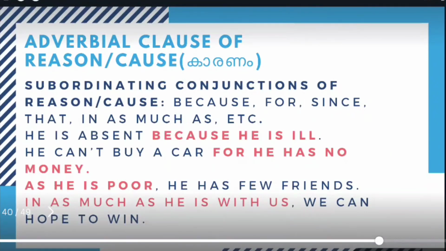Let's look at the next adverbial clause type, and that is adverbial clause of reason or cause. Main clauseലെ ആക്ഷൻ നടക്കാനുള്ള കാരണമാണ് adverbial clause of reason or cause നമുക്ക് പറഞ്ഞു തരുന്നത്. And the subordinating conjunctions that we can use here are because, for, since, that, inasmuch as, etc. Let's look at the examples.